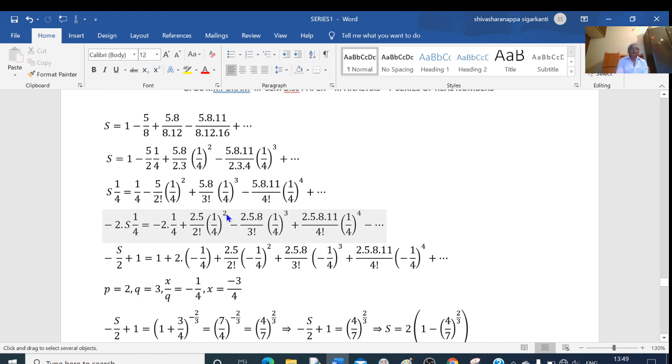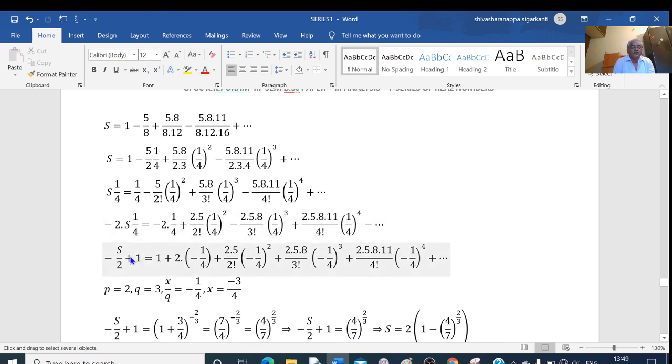If I write 1 by 4 square or minus 1 by 4 square, no problem. So, both are same. So, I will write this as minus of 1 by 4. And I will write this as plus 2 into minus 1 by 4. What I am doing is, I am writing this minus 1 by 4, minus 1 by 4, minus 1 by 4, minus 1 by 4. Then, all the terms become positive. And the first term is not there. Therefore, I am adding the first term.